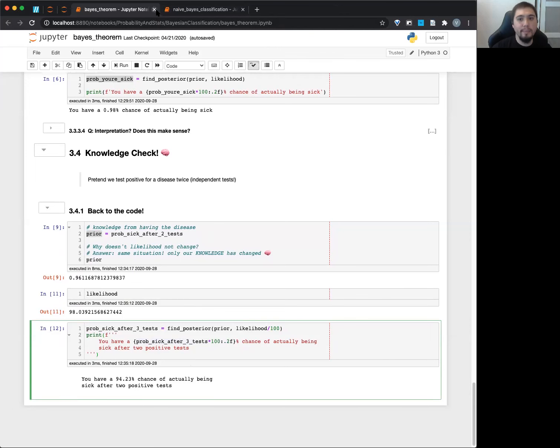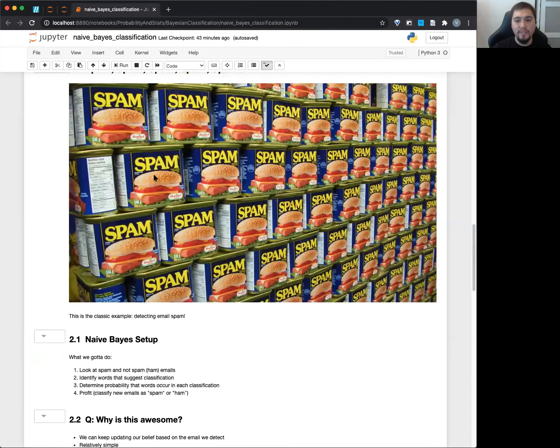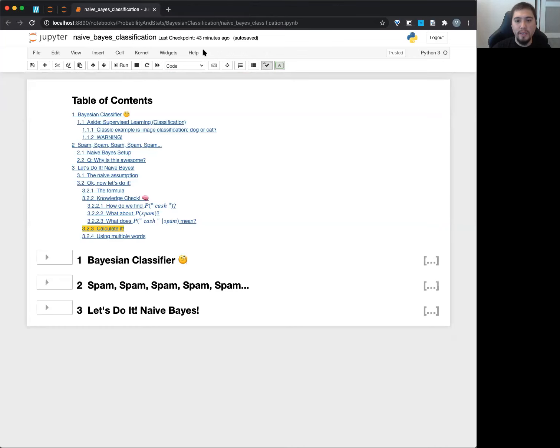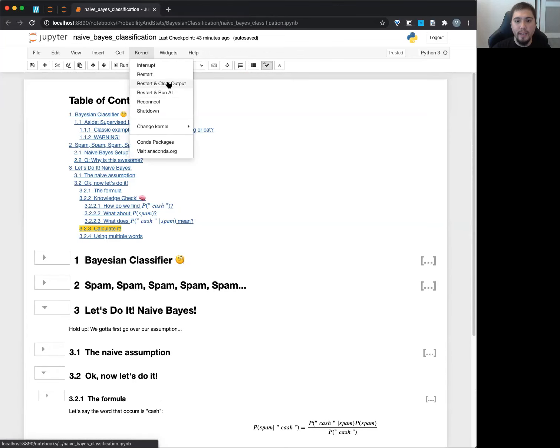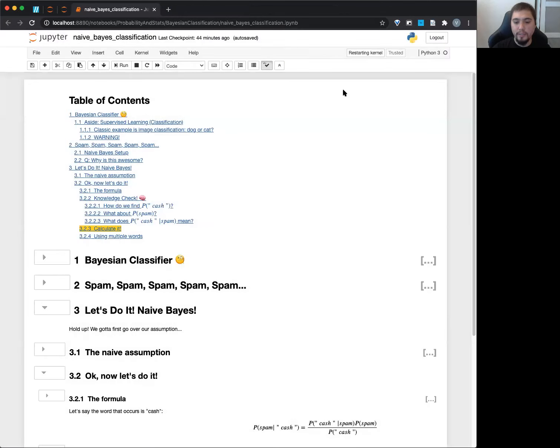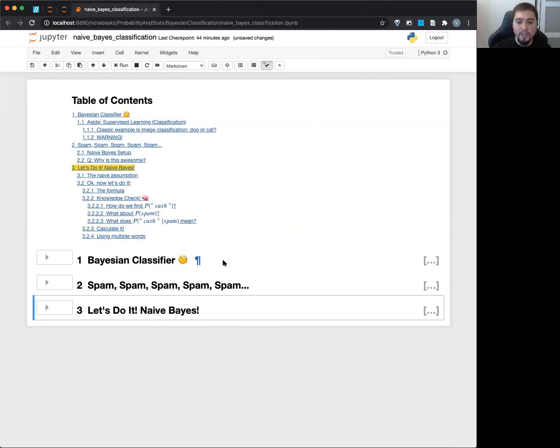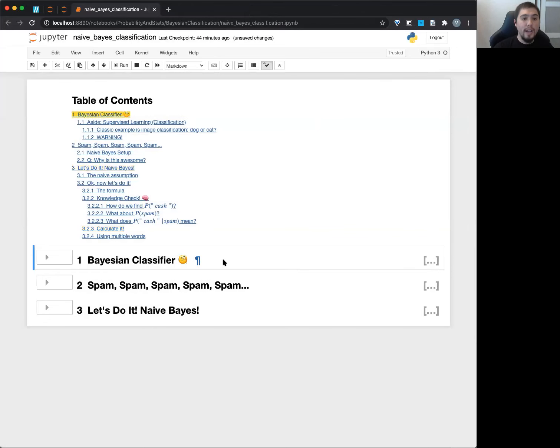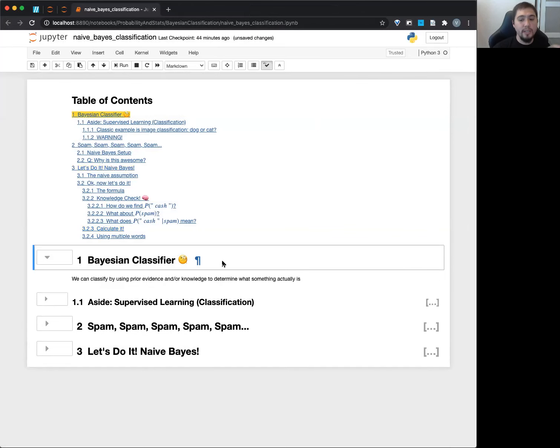Bayes' theorem, awesome. Let's talk about how we can use this for classification now. So let me go ahead and get to naive Bayes classification. Okay, so Bayesian classifier. As you can probably guess, we actually are using Bayes' theorem to help us do classification.